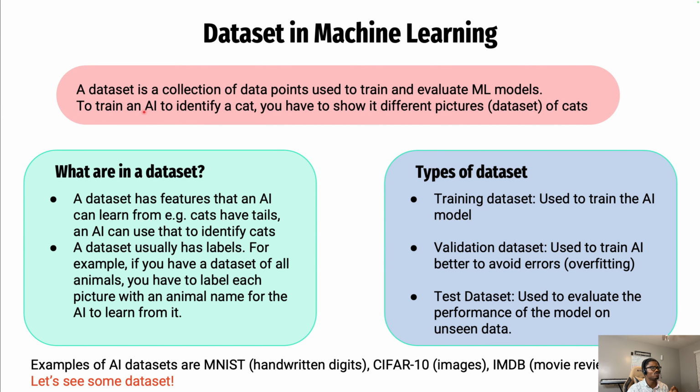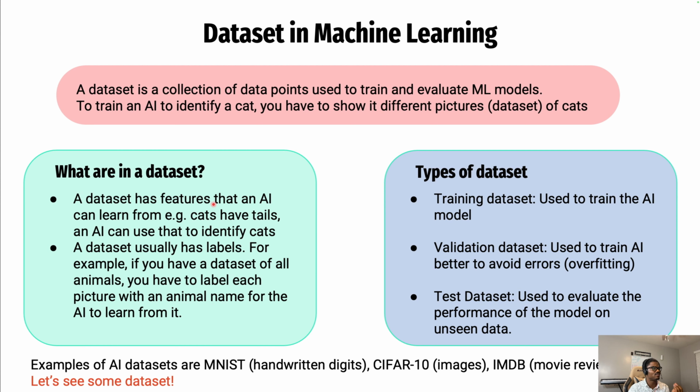For example, to train AI to identify a cat, you have to show it different pictures of cats, not just one. Okay, so that is what a data set is all about. I'll be using the word data set a lot. So when I say data set, it's just a collection of data, a group of data.